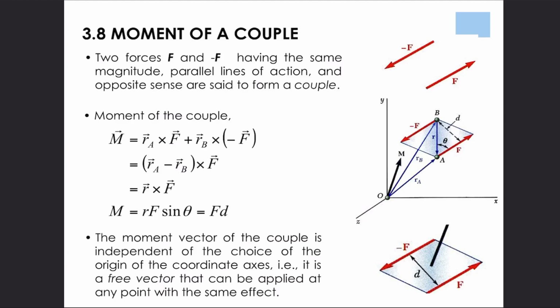So two forces, F and F prime, such as this, having the same magnitude, parallel lines of action, and opposite sense are said to form a couple or moment. So couple daw niya siya, kaning force, o kaning force. So it tends to rotate the structure kung siya i-apply sa structure or rigid body in a counterclockwise direction.